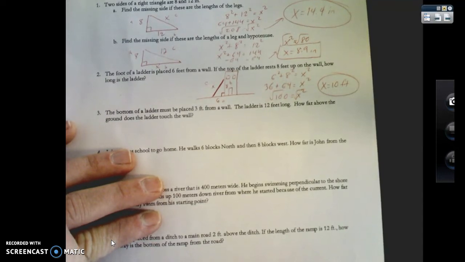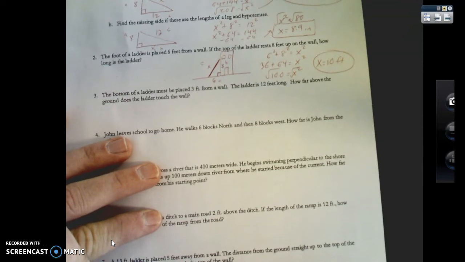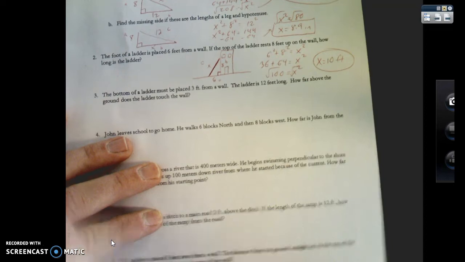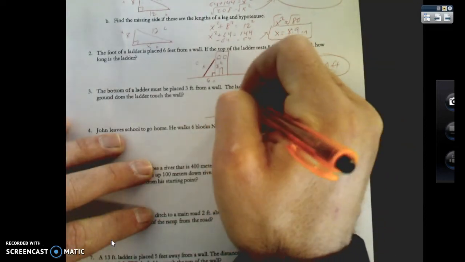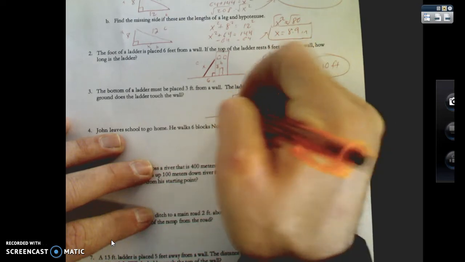Number 3. The bottom of a ladder must be placed 3 feet from a wall. The ladder is 12 foot long. How far above the ground does the ladder touch the wall? Okay, so again, I'm drawing myself a picture. Here's my little windows, here's my little door. And here's my ladder again.